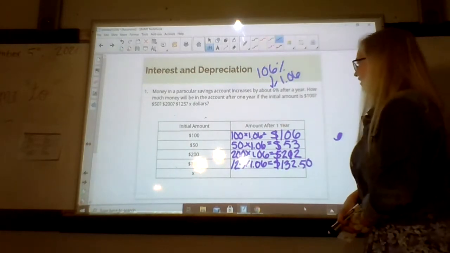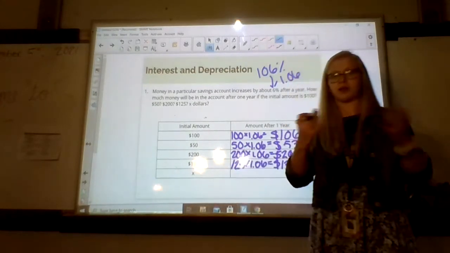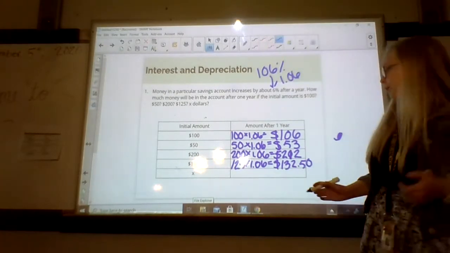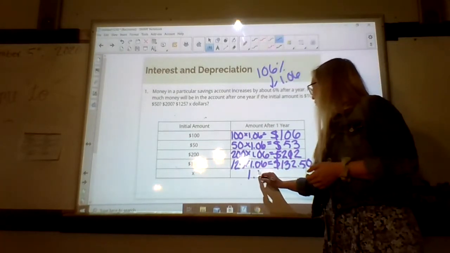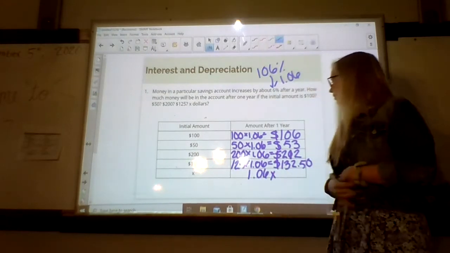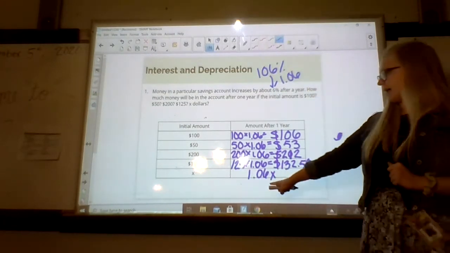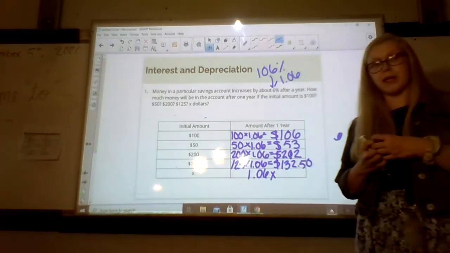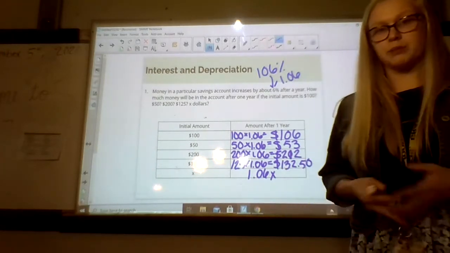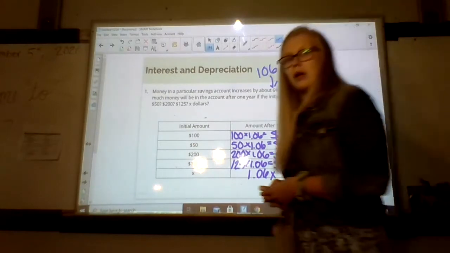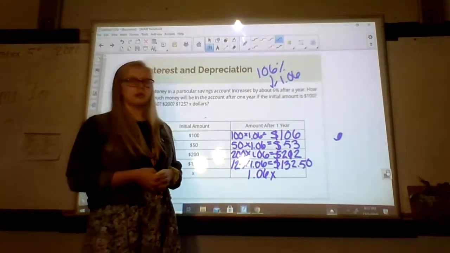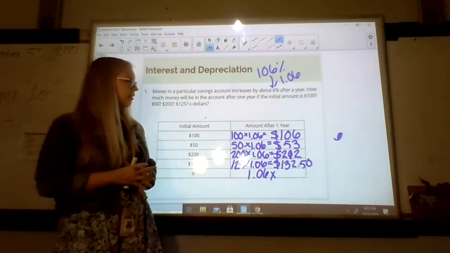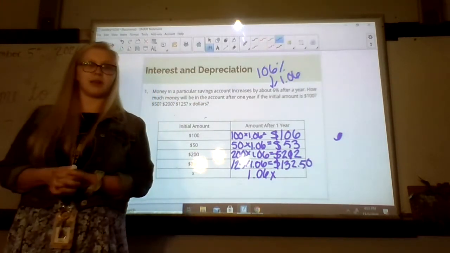So, if I have X amount of dollars, some amount of dollars that we don't know, I'm going to do the same thing. I'm going to multiply it by 1.06. Remember, I didn't add a multiplication sign in between these. Since I pushed them up next to each other, that means that we're multiplying. That's all that means. Okay. So, let me know if you have any questions about this. I will wait a second for you to write this all down.